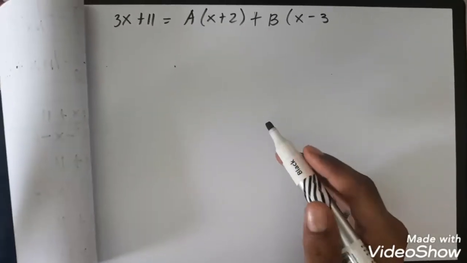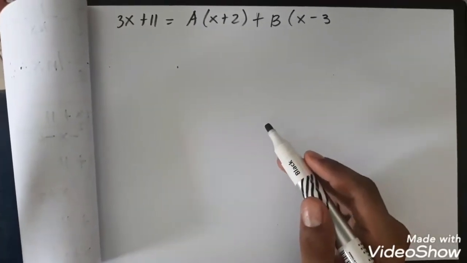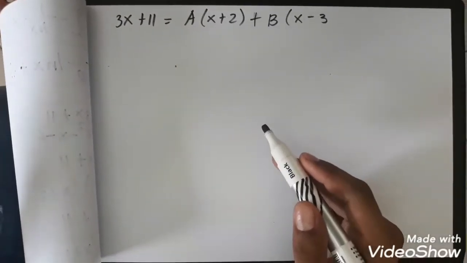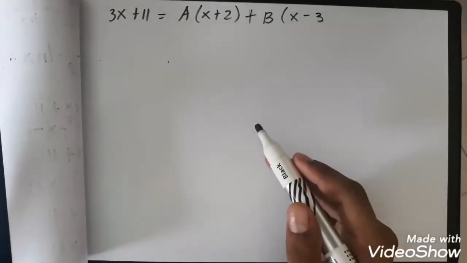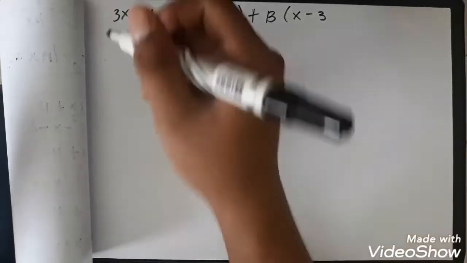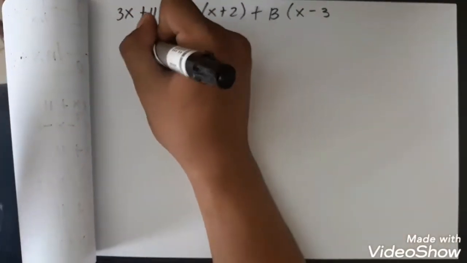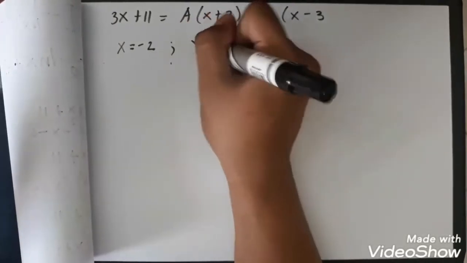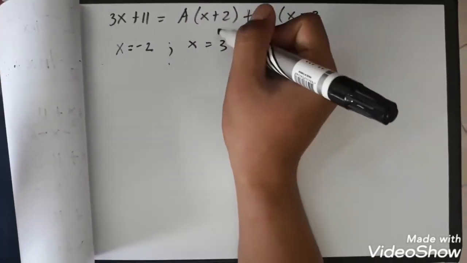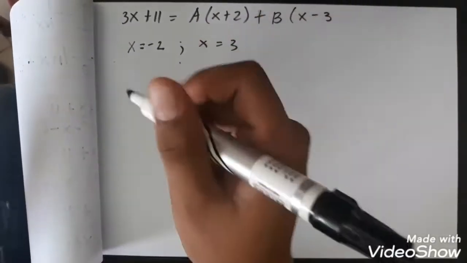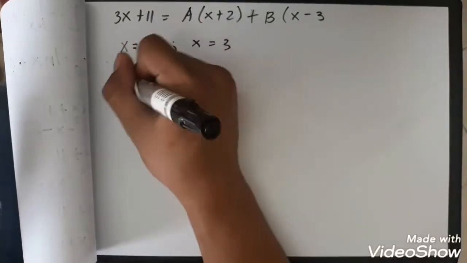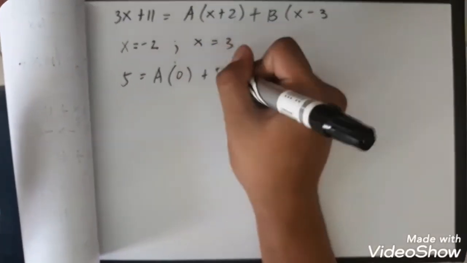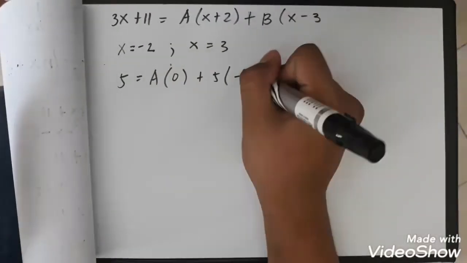What we're going to do here is notice that the numerators must be equal for any x that we choose to use. In particular, the numerators must be equal for x equals negative 2 and x equals 3. So let's plug this in and see what we get. So 5 is equal to A times 0 plus B times negative 5.